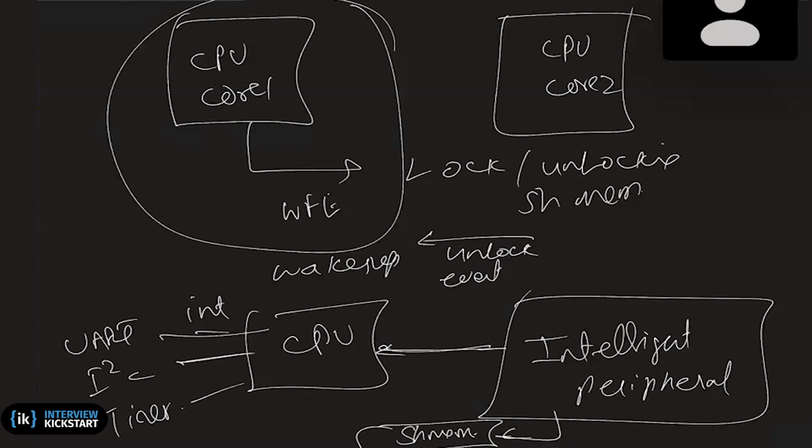Let's say it's a video device. So it puts the RGB values here, and then it can signal an event. So this can wait for this event and then access this shared memory. So typically it goes with multiprocessors with shared memory.